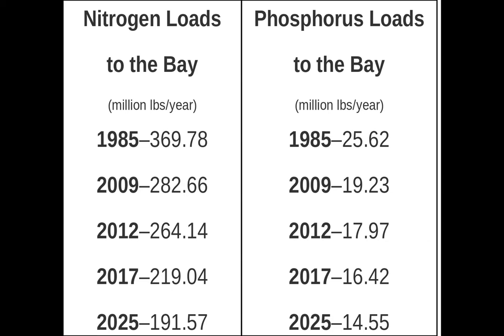When we look at the years between 1985 and 2017, both phosphorus and nitrogen decreased greatly in the bay. 2025 is a perspective. It's what they want it to look like.